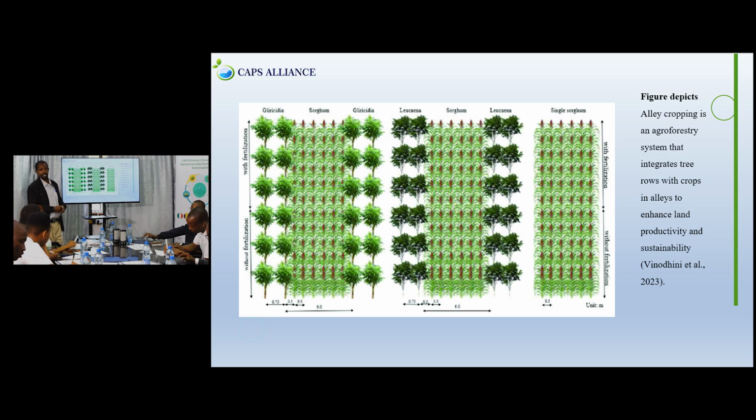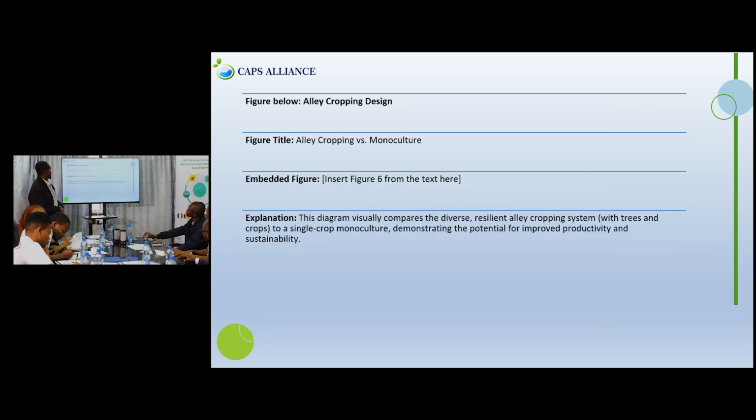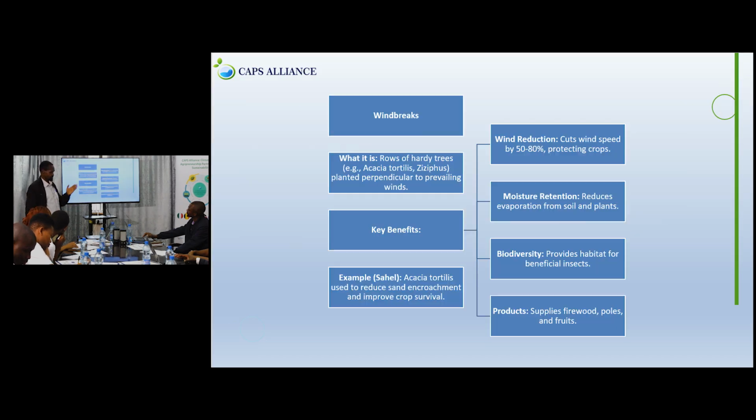That is actually alley cropping. Now, alley cropping design, of course, we have looked at that. Alley cropping versus monoculture: you just plant crops anyhow. You don't care. You just plant maize every year, maize every year, maize every year, then bean, and that is actually monoculture.